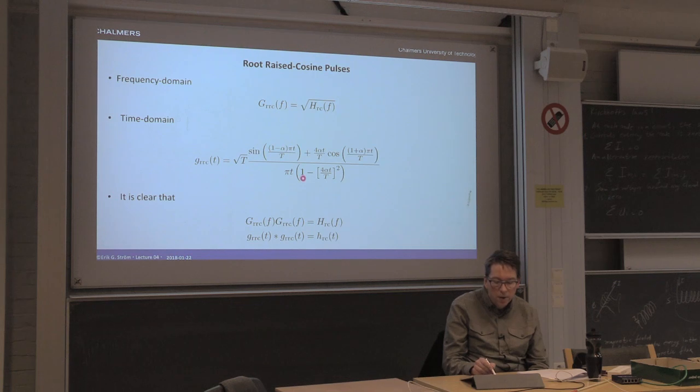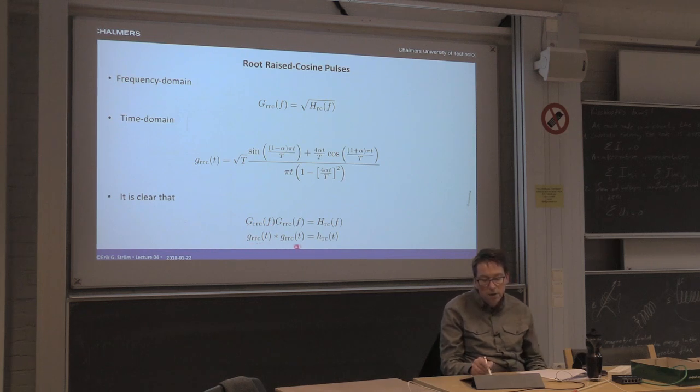Now, what's clear, however, is that if we take G and multiply it with itself, G squared, then G times G gets to be a raised cosine pulse. If we take the inverse Fourier transform of this, we get that the convolution of a raised cosine pulse with itself is a raised cosine pulse. Sorry, I'll take that once more because I said it wrong. The convolution of a root raised cosine pulse with itself becomes a raised cosine pulse.